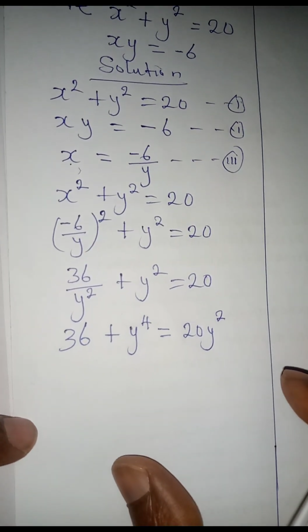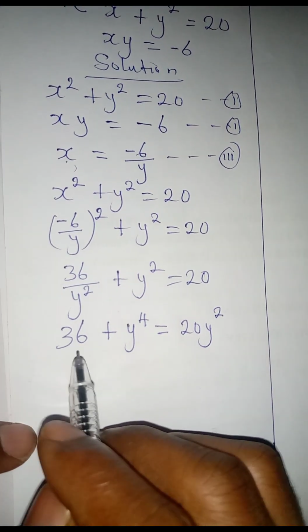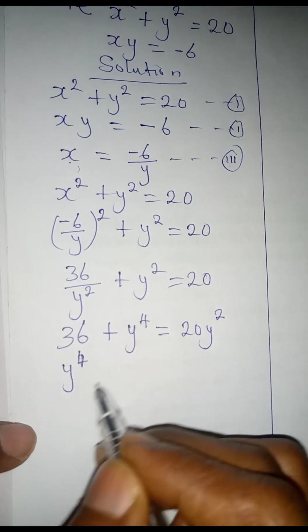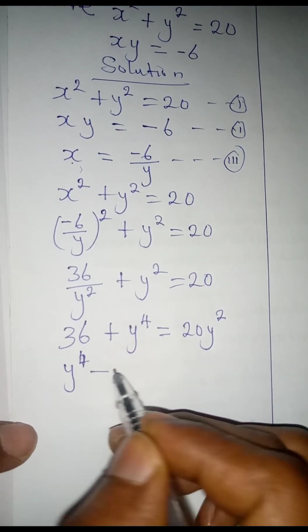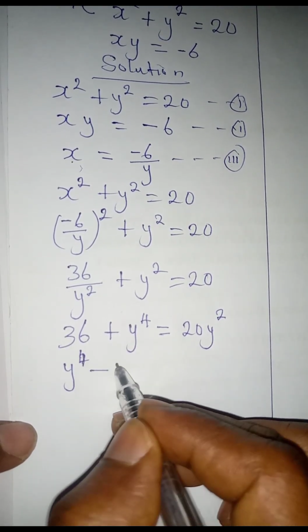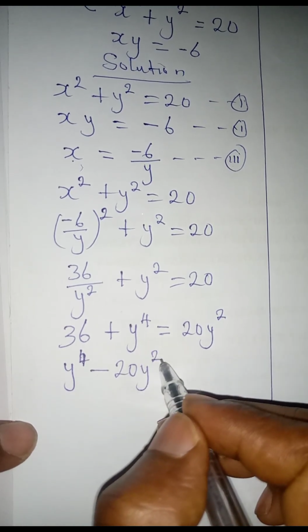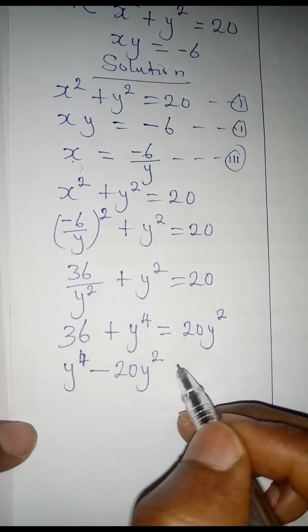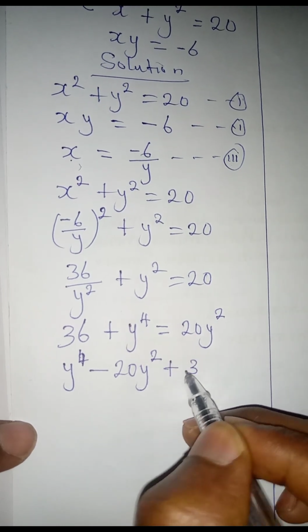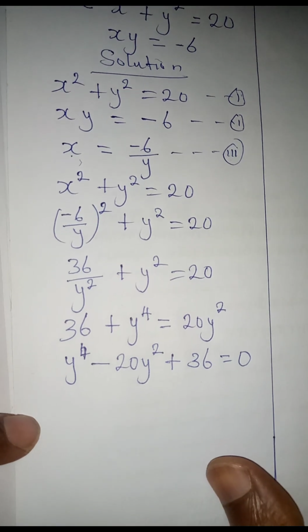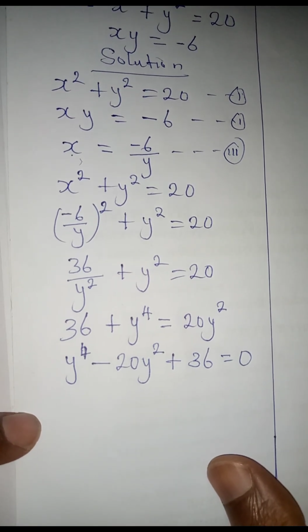Now I want to rearrange this very quickly. For me to rearrange this, I will have y to the power 4 minus 20 here will cross to this to become minus 20y squared. Okay, and then this is 36, so I'll have plus 36. Everything will now be equal to 0. I have rearranged this very well. Then the next point is this.